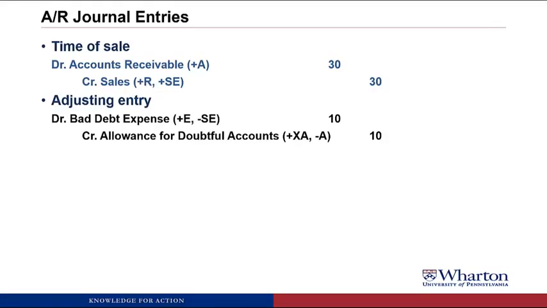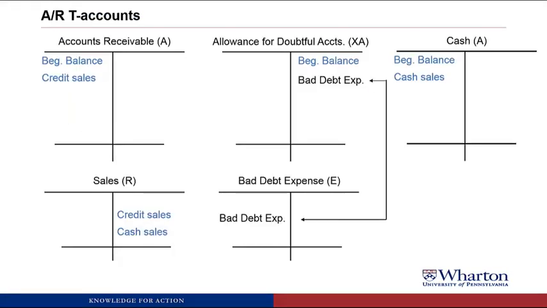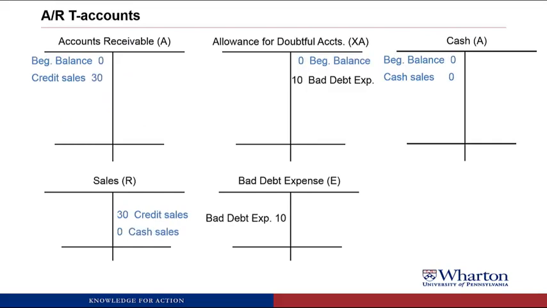So this journal entry will be posted to T accounts. So bad debt expense increases the allowance for doubtful accounts on the credit side, increases bad debt expense on the debit side. So we would post a 10 in both places.